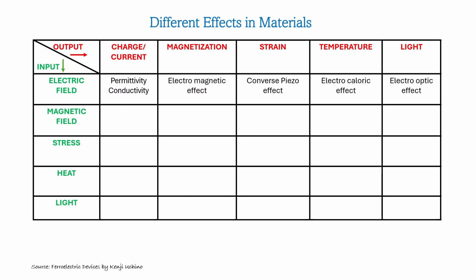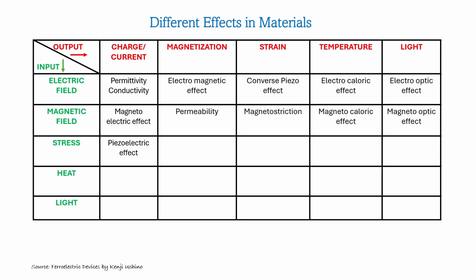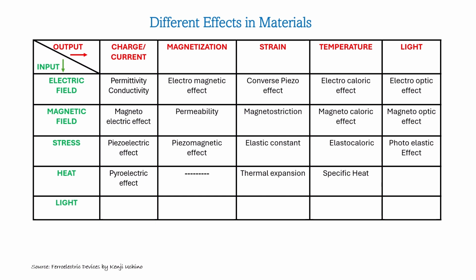Electro-optic effects change optical properties when electric fields are applied. The magnetoelectric effect couples magnetic and electric responses. Permeability describes how a material allows magnetic flux to pass through. In magnetostriction, magnetic materials change shape under a magnetic field. Magnetocaloric and magneto-optic effects behave similarly to their electric counterparts, the electrocaloric and electro-optic effects, where the input is a magnetic field. Thus, in this way we can relate all input and output properties of materials, such as piezoelectric effect, piezomagnetic, and so on.